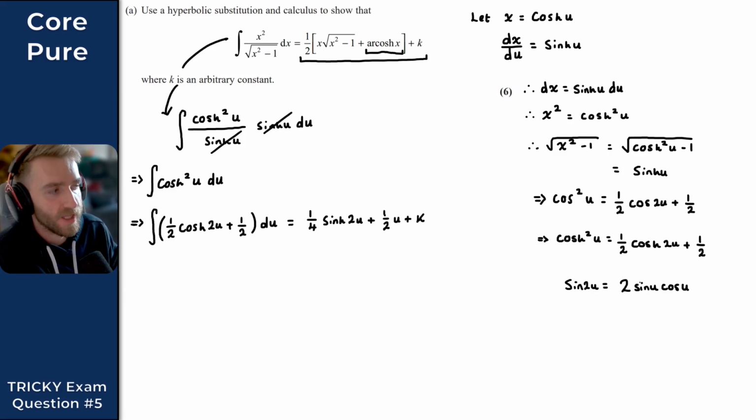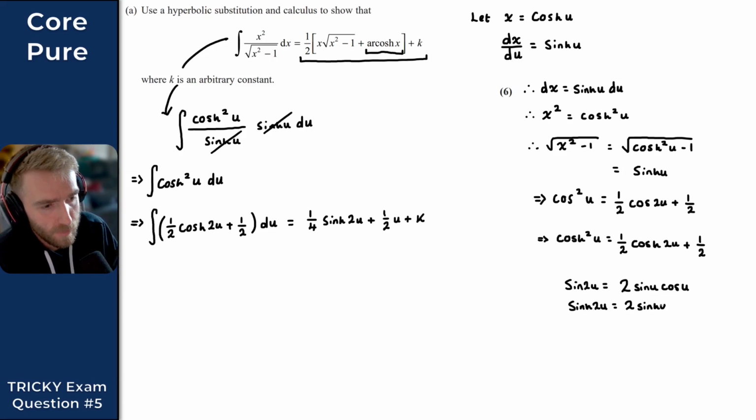Okay. And in that case, we can adapt this here by using Osborn's rule. In that case, sine 2u is equal to 2 sine u cos u, just like that. So what I've got here is 1 over 4 times 2 sine u cos u, just replacing sine 2u with this here, right? Plus 1 over 2u, and plus k.